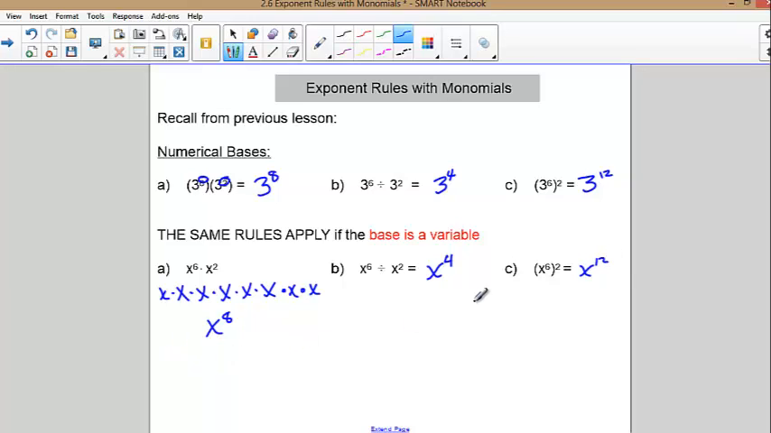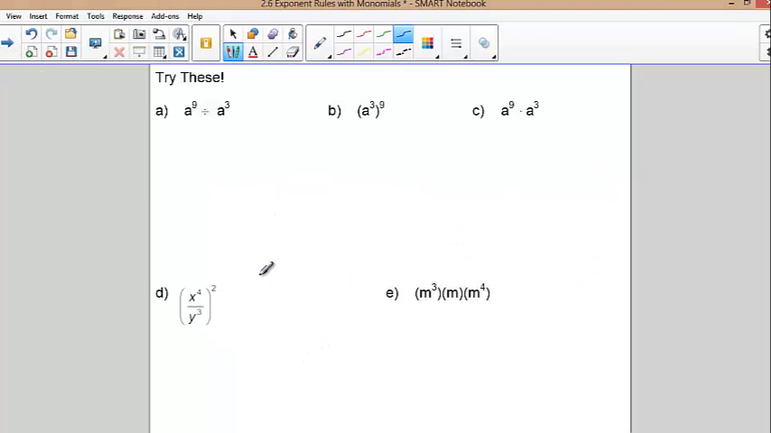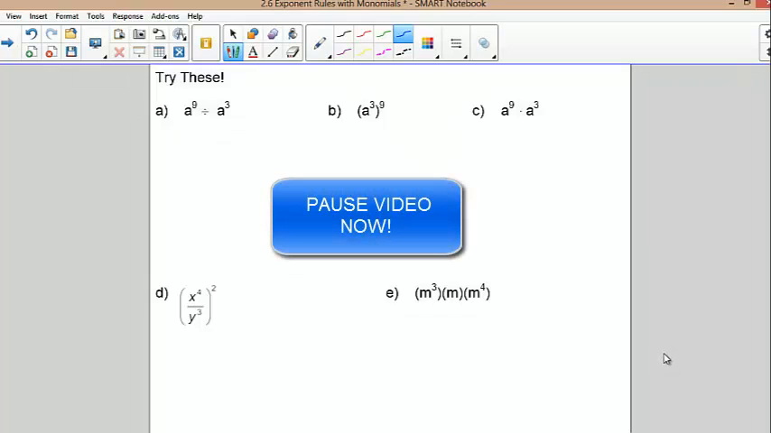So the exact same rules apply because x represents any number, not just 3, not just 4, not just -5. X represents anything. So these same rules would apply as long as we're dealing with the exact same base. So let's think about a few examples really quickly, okay? I want you to pause your video now, try these examples, and when you unpause it, we've got the answers up there.